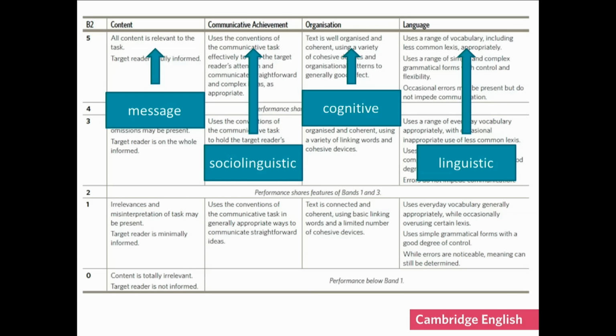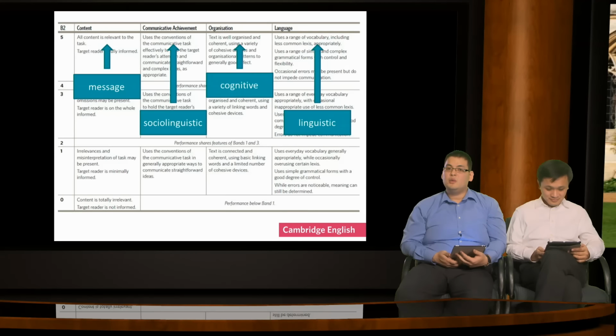Content corresponds to being able to produce a message. Communicative achievement deals with audience awareness and register, in other words, the socio-linguistic aspect. The way a text is organised gives us a clue on what the writer is thinking and trying to do, the cognitive aspect. And language obviously fits with the linguistic component. In this way, we hope to encourage learners and their teachers to work not just on the accuracy of their language, for example, but also to pay attention to larger matters, such as the features of the type of writing or also how it is organised.